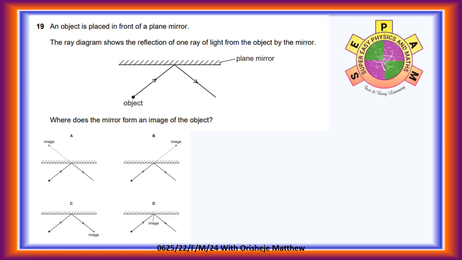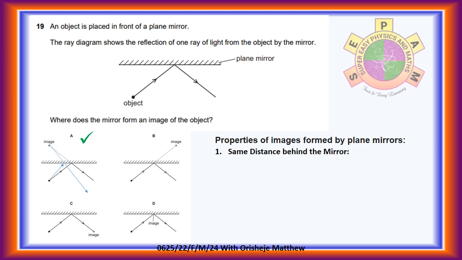Question 19. An object is placed in front of a plane mirror. The ray diagram shows the reflection of one ray of light from the object by the mirror. Where does the mirror form an image of the object? Let's review the ray diagram of the image formed by a plane mirror and 5 properties of the image. Properties of images formed by plane mirrors. Property 1, the image is the same distance behind the mirror as the object in front of the mirror. Property 2, the image is virtual.